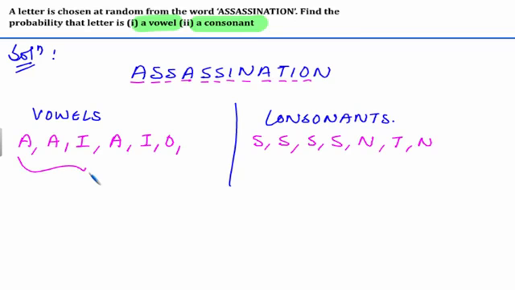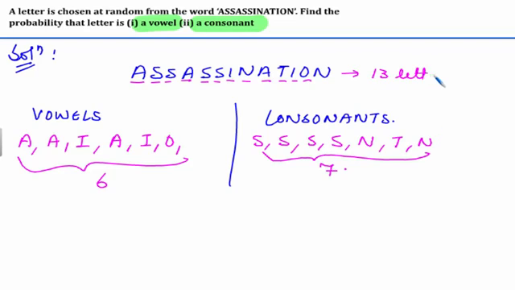So the total number of vowels in the word assassination are 6 and the total number of consonants in the word assassination are 7. Now the total number of letters in the word assassination are 13. And when a letter is chosen at random from the word assassination, then the total number of possible outcomes are 13.